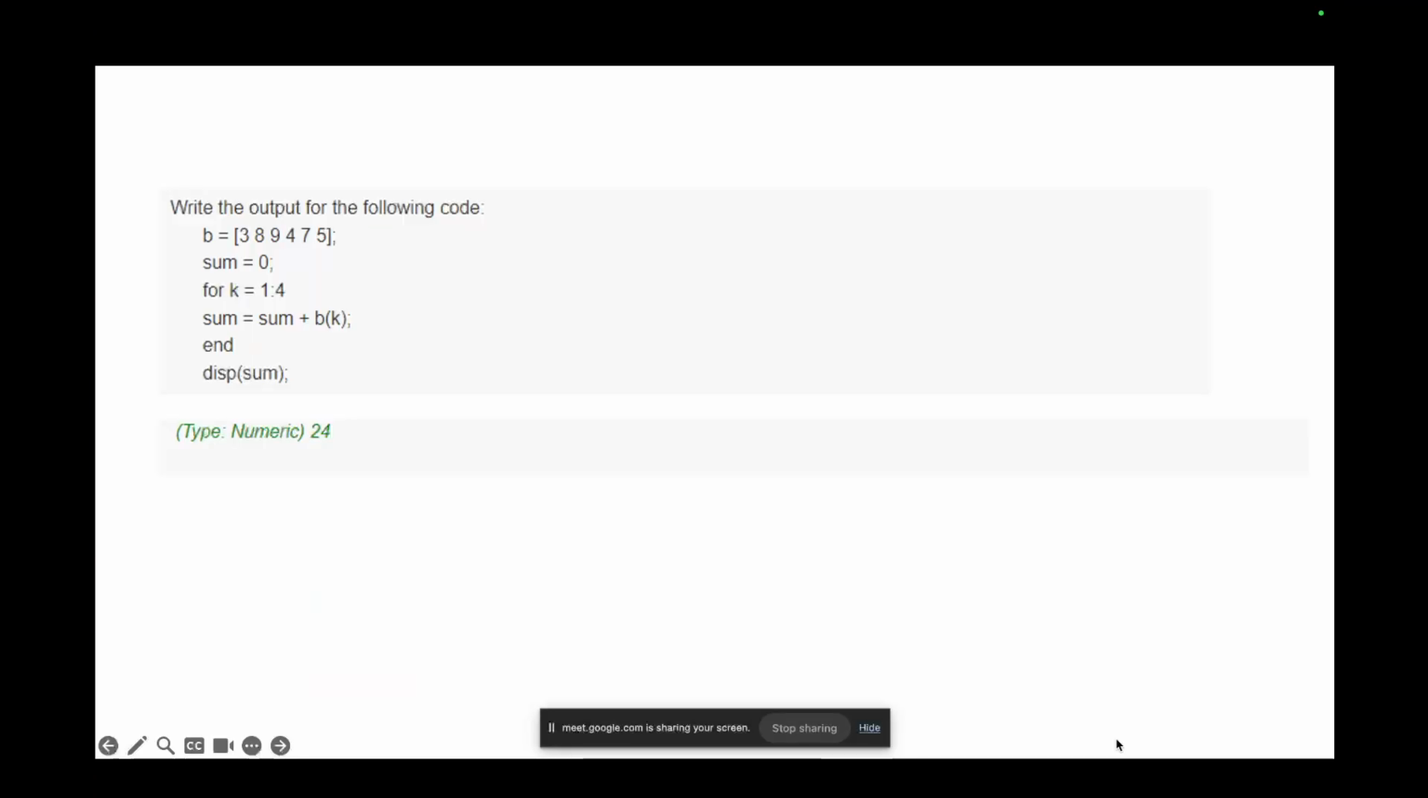The answer is 24 because MATLAB is one-indexed, right? MATLAB doesn't start from zero. So when you're starting from k equal to 1, it's basically the first element of the B array. So it will add up 3, 8, 9, and 4. It's 24. What you did was add up 8, 9, 4, and 7, but MATLAB starts from 1. So it's 1, 3, 8, 9, 4. It will be added. So yeah, these kinds of little things you need to keep in mind.